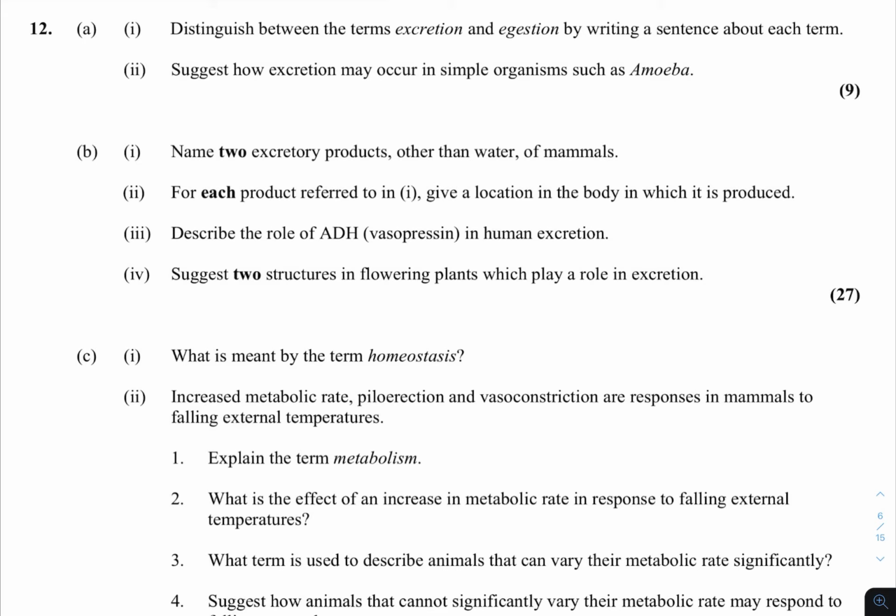Okay, for part 3, describe the role of ADH, vasopressin, in human excretion. Now they're asking for a description here, so you don't know what the marking scheme is going to be like, so you have to really write as much as possible for this. It's the only one out of all of B here that has a description. The rest are naming. So you can be guaranteed that out of the 27 marks present, most of it will be going for the description.